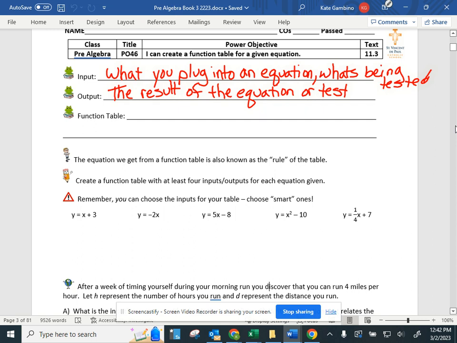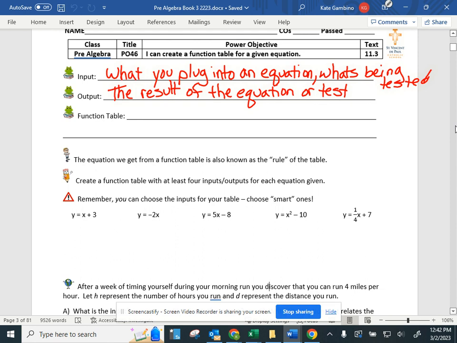Today we are starting our Unit 8. We are working on PO46, so right from the get-go, the beginning of our unit is a power objective that is super important to know. I can create a function table for a given equation. So in order to start this objective, we need to know the terms that go along with a function table.